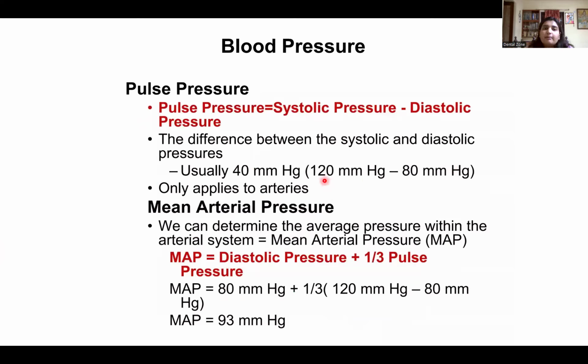Blood pressure, pulse pressure. Pulse pressure is systolic minus diastolic, usually the difference. It will apply only to the artery, right? And mean arterial pressure is diastolic pressure plus 1/3 pulse pressure.